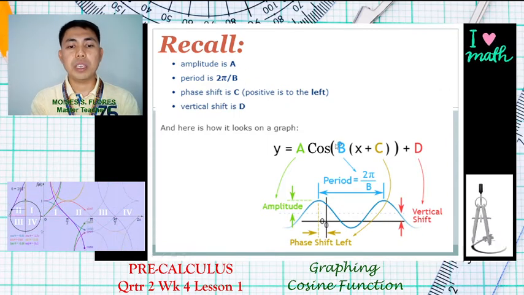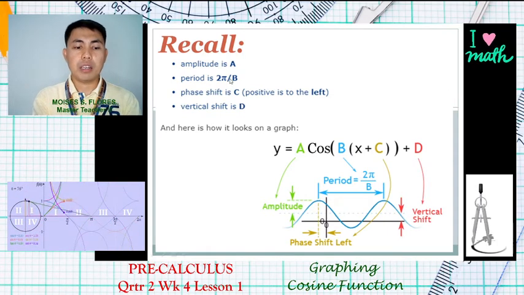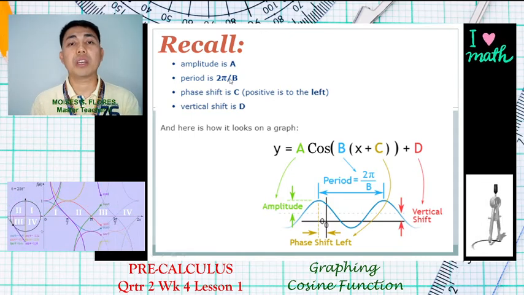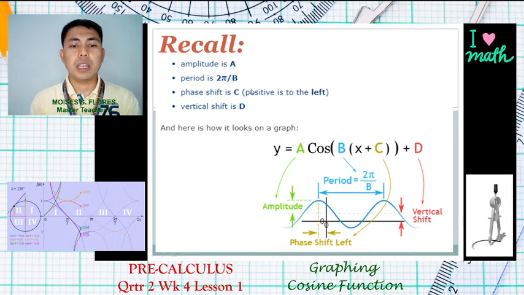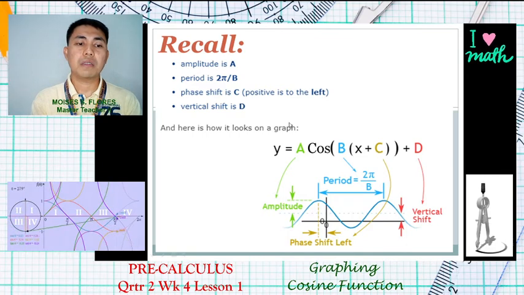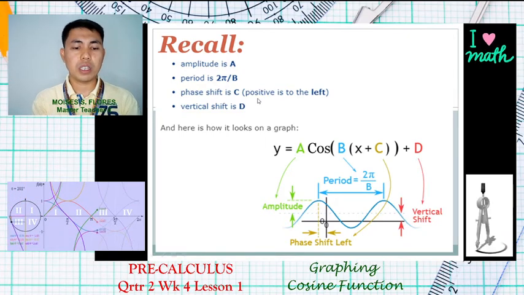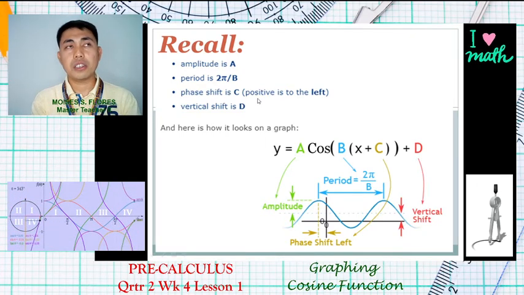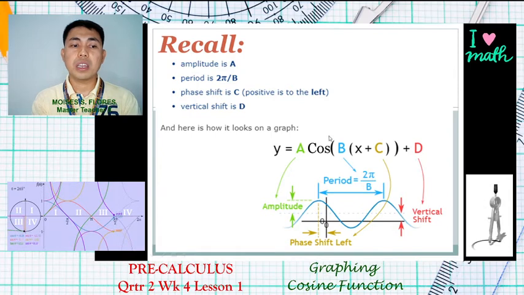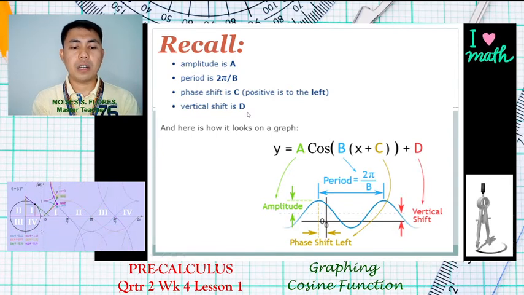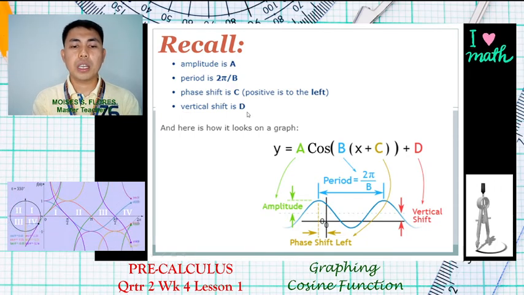On the other hand, B is part of the period, which has a formula of 2 pi over B. And of course, when you say period, it goes from one peak to the next, and it could be copied and extended symmetrically. The next variable, C, refers to the phase shift. This phase shift refers to how far the function is shifted horizontally, either right or left from the usual position. And the last variable is D, the vertical shift, meaning how far the function is shifted vertically, either upward or downward from the usual position.